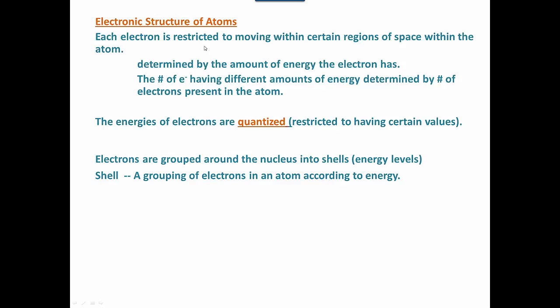It turns out that each electron is restricted to moving within certain regions of space within the atom, so they're not just randomly distributed about the nucleus. This is determined by the amount of energy the electron has and the number of electrons that have different amounts of energy, which in turn is determined by how many electrons are present in a given atom. We say that the energies of electrons are quantized. That means that they're restricted to having certain values.